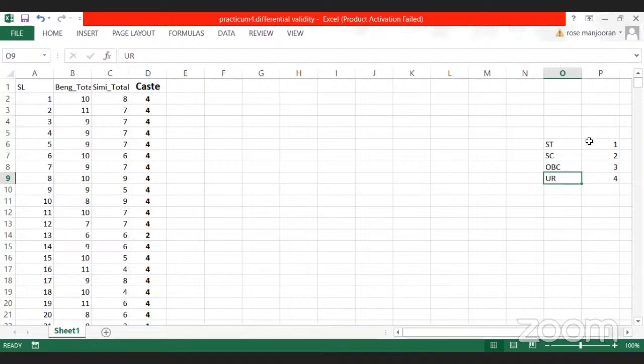So what will be the hypothesis here? The hypothesis will be: there will be significant differences in correlation coefficients between the Bengali total score and the similarity total score across different castes. Is it clear? This is what we are going to do. That means we are going to find the correlation coefficient of the Bengali total score and the similarity total score. We have to find the difference here between the two subgroups.